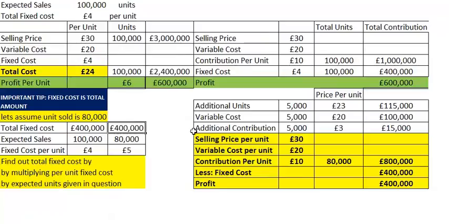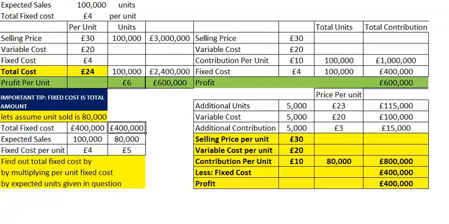In our example here, we had 100,000 units earlier in the question, and fixed cost per unit was 4 pound per unit. We multiply 4 pound by 100,000 units, we get 400,000 total fixed cost. Later in the question, when 80,000 units were mentioned, you will spread 400,000 fixed cost over 80,000 units, and fixed cost per unit will increase to 5 pound per unit.